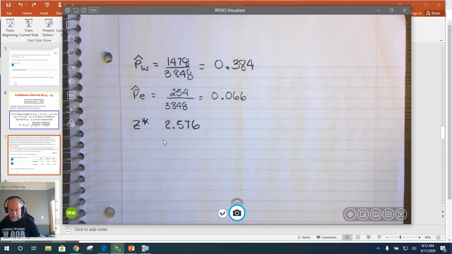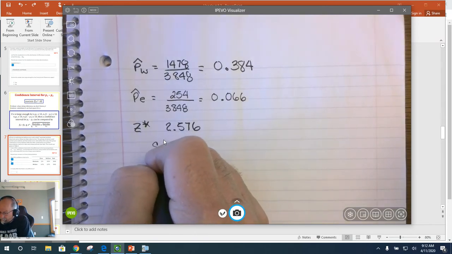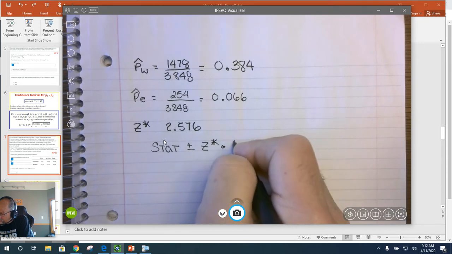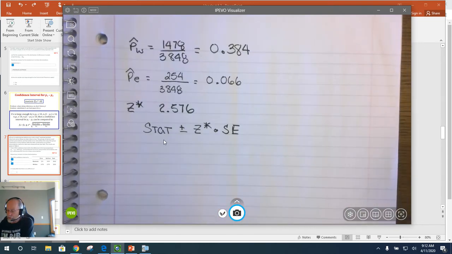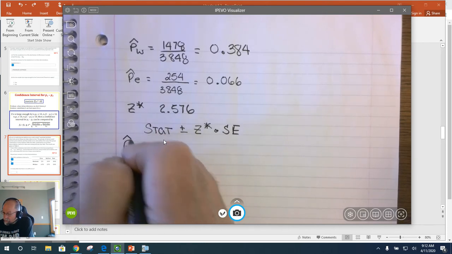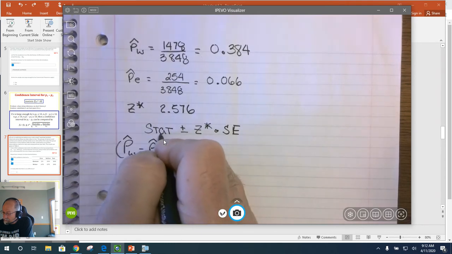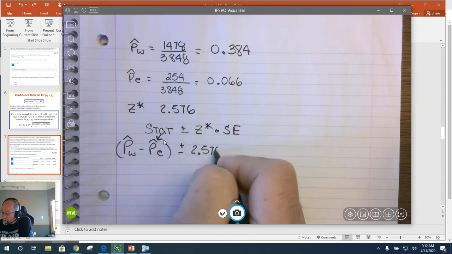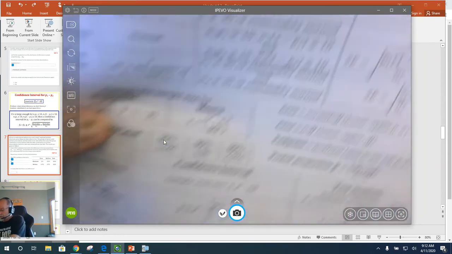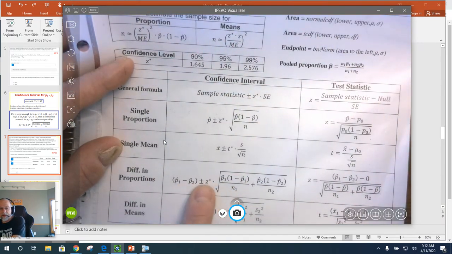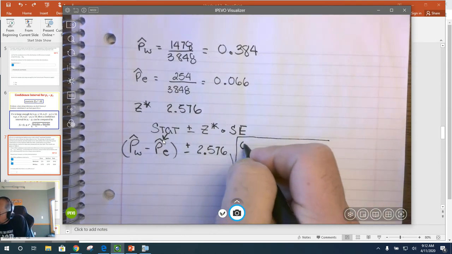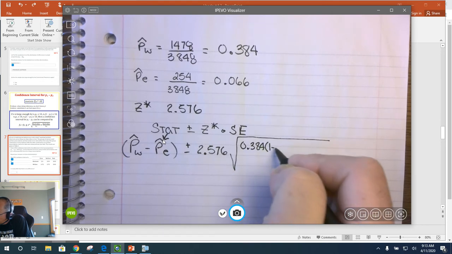All right. Now remember, here's what we're doing. We're taking the stat. We're going to add and subtract z star, and then we're going to multiply it times the standard error. Now, it's going to be awfully large, though, but this is how simple it actually is. So first of all, where does our stat come from? Our stat comes from p hat W minus p hat E. That's where our stat comes from. We know that our z star is 2.576 because we already calculated that. It's going to get multiplied by our standard error. And remember the standard error of our formula. I'm working in right here, confidence interval, difference of two proportions. I'm following this formula right here. This is going to be my standard error right here. So I'm going to take p hat 1, which is 0.384, and I'm going to multiply that by 1 minus 0.384.